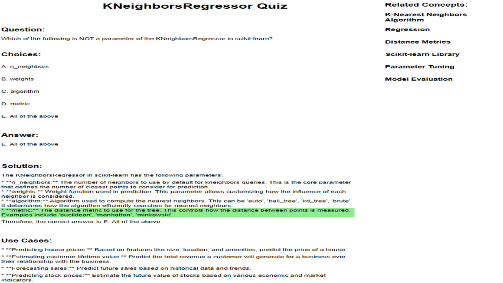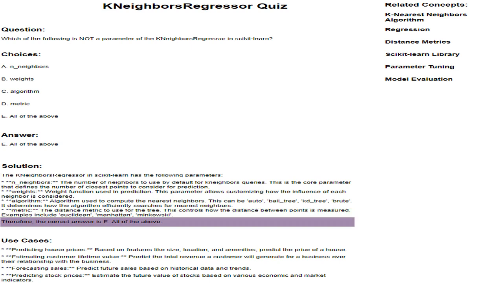Metric, the distance metric to use for the tree. This controls how the distance between points is measured. Examples include Euclidean, Manhattan, Minkowski. False. The parameter metric defines how the distance between data points is calculated. It plays a significant role in determining which neighbors are closest, making it a valid parameter of k-neighbors regressor, and therefore an incorrect answer. Therefore, the correct answer is E.